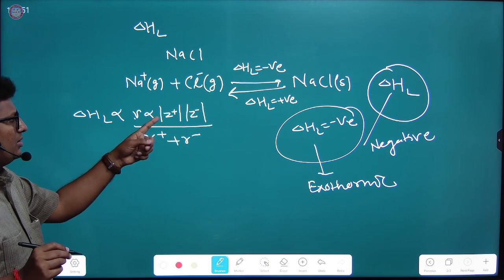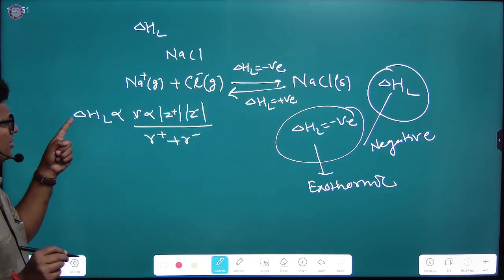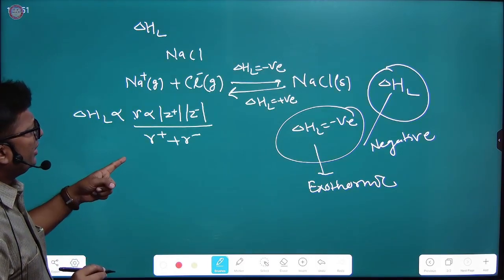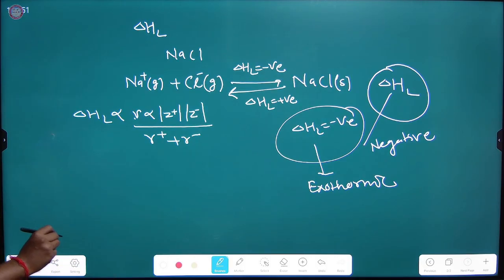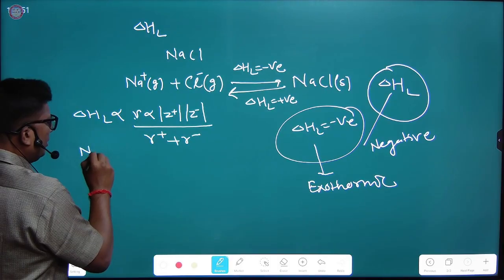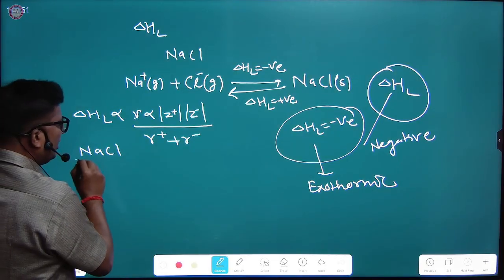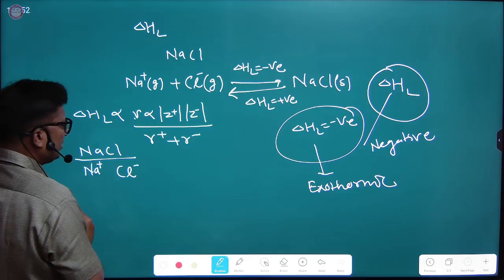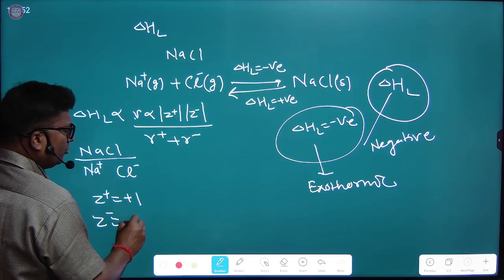Higher charges on cations and anions indicate the ionic compound possesses much more lattice enthalpy. Through the application of this equation, we can estimate the lattice enthalpy of any ionic compound. Suppose we have NaCl. This ionic compound possesses Na plus and Cl minus, meaning Z plus is equal to plus 1 and Z minus is equal to minus 1.